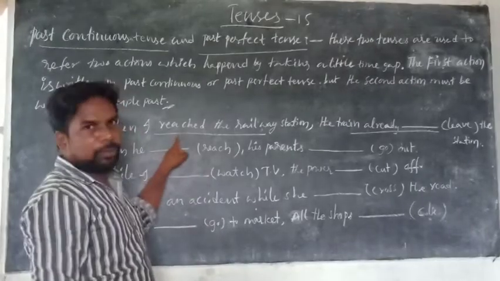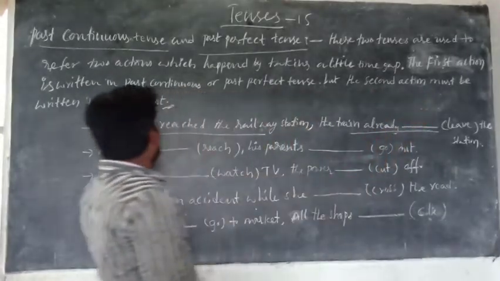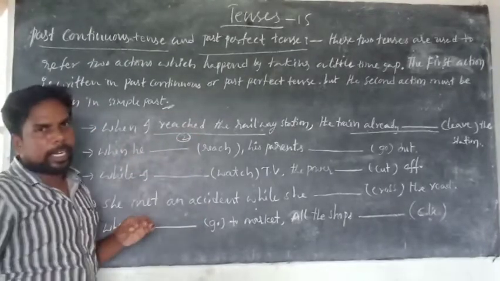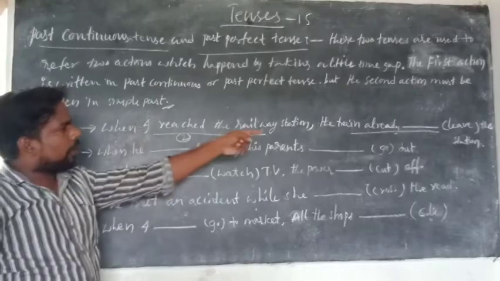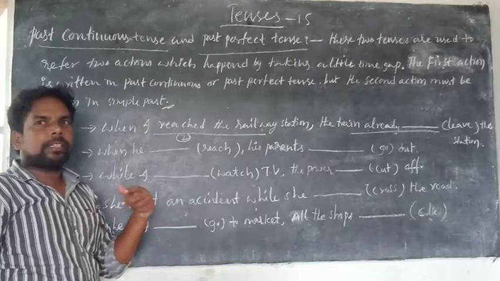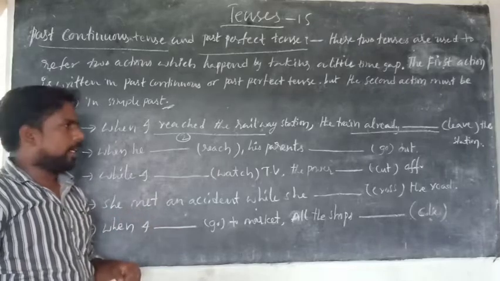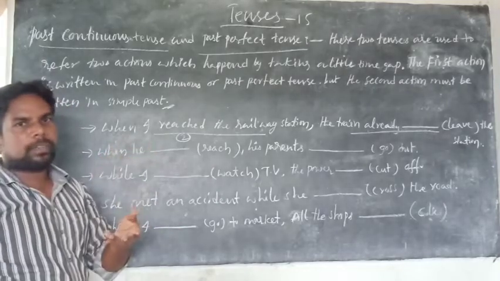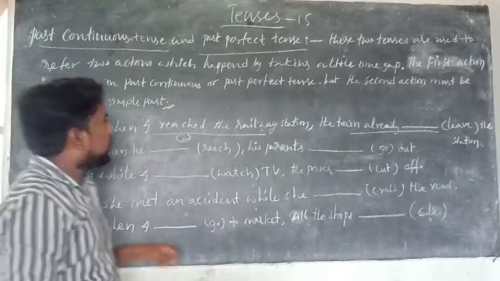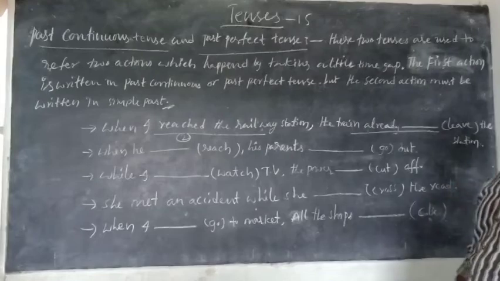So there is a V2. The second happened action must be written in which tense? Simple past. There is a V2, so we think it is the second happened action. So in that blank, the part should be past continuous or past perfect. Whether past continuous is suitable or past perfect is suitable, we have to check. How can we check it? Just by knowing the meaning.